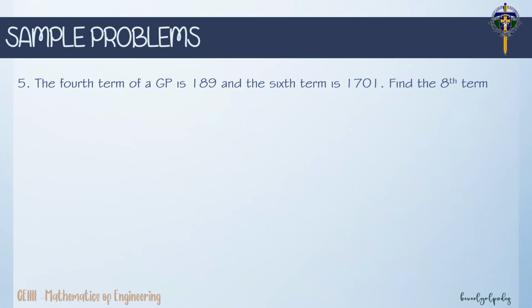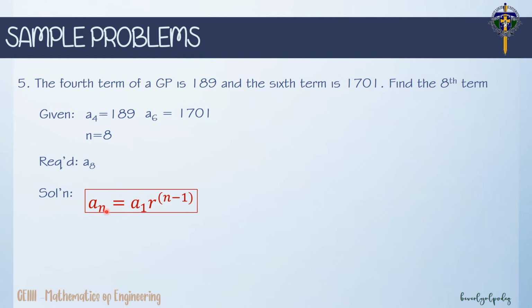Next problem. The fourth term of a geometric progression is 189, and the sixth term is 1701. Find the eighth term. So again, we have to list the given. The fourth term is given to be 189. The sixth term is given to be 1701. And n is equal to 8. So what are we required to solve? What is the eighth term?